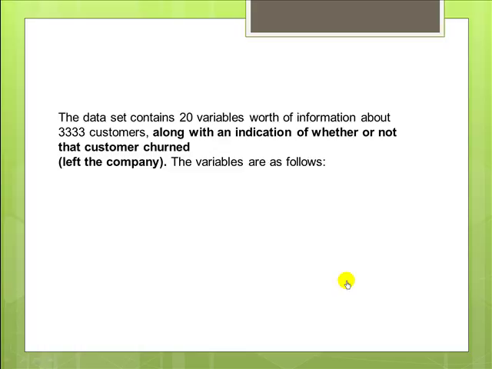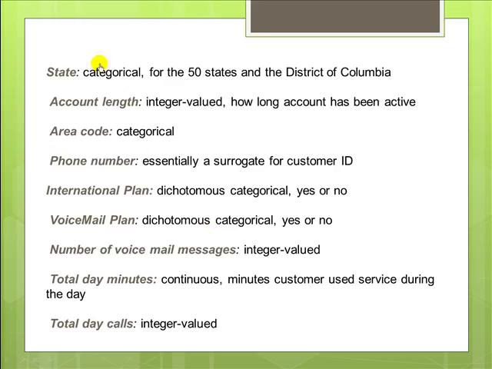So we could build a regular neural network to predict the churn, but that's not what we're going to do here. I guess we're going to do something else, but we could do that. We could predict the churn using the data that we have. These 3,333 customers would be a data set that we could build a model on. Anyway, the variables, the 20 variables, are as follows.